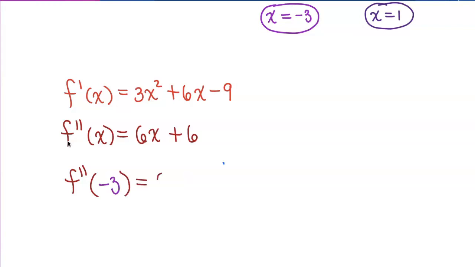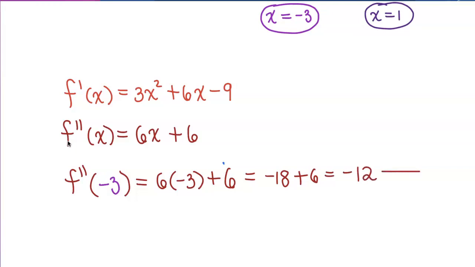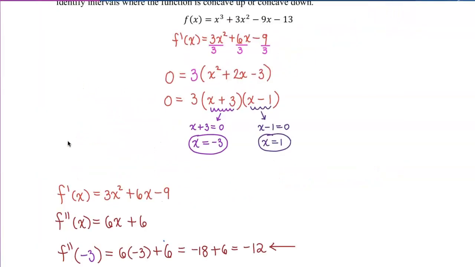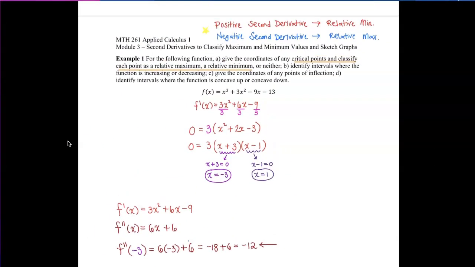That is 6 times negative 3 plus 6. That's negative 18 plus 6. And that's negative 12. Look at that. That is a negative second derivative. Now, what is that? Is that minimum or maximum? Look. Negative second derivative tells us that we're looking at a relative maximum happening at x equals negative 3. So this is going to be relative max.